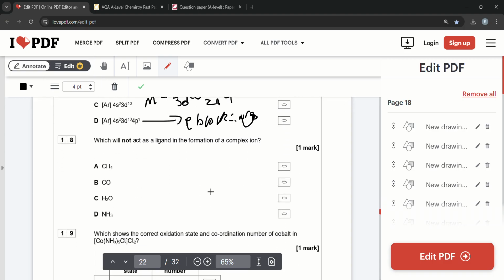18, which will not act as a ligand in the formation of a complex ion. So what is a ligand? Just remember, donor, right? Donates.